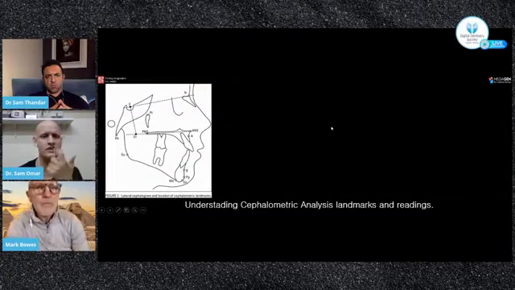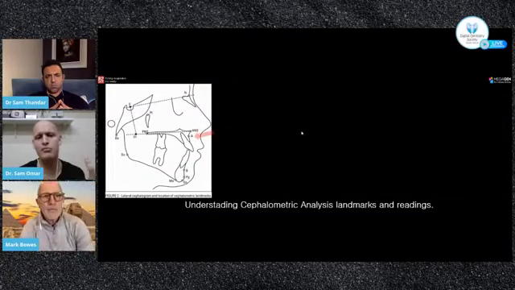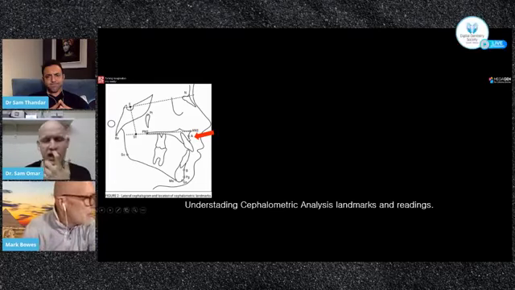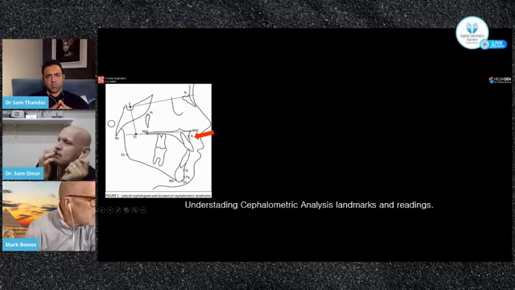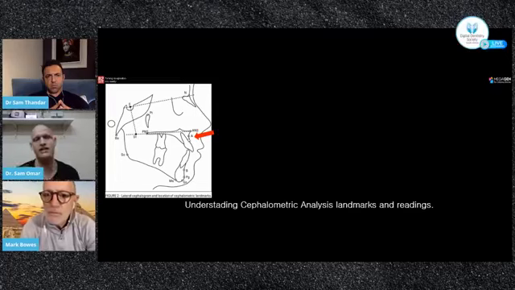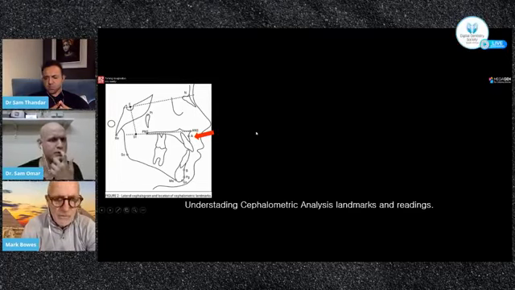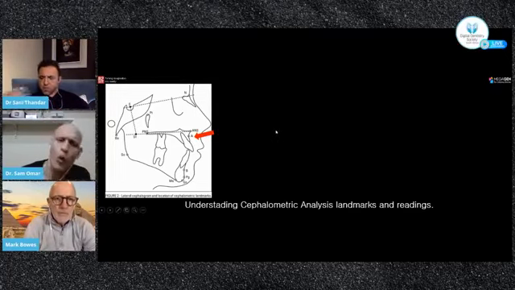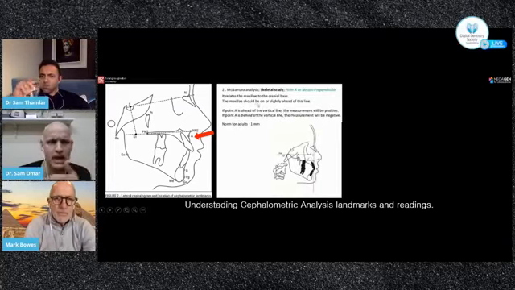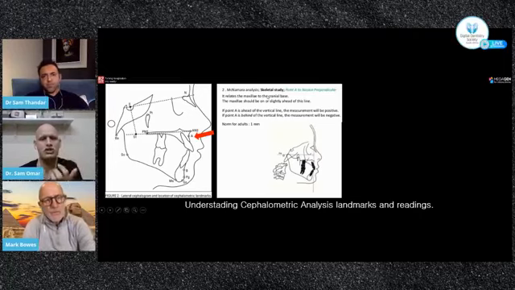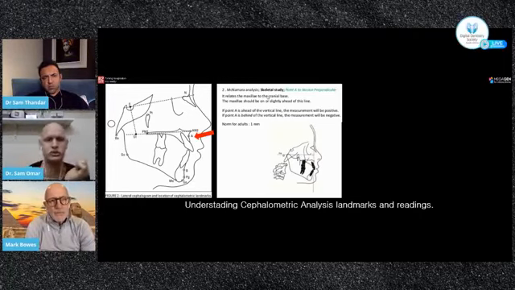The second point that we need to know is A point. And what is A point? A point is this point right here, and it's basically the deepest point in the maxilla, or the deepest point of the concavity in the maxilla. Why do I need to know this point? Number one, it actually helps us to relate the maxilla to the cranial base. So it allows us to know if this patient's maxilla is normal, if it's protruded, or if it's retruded.